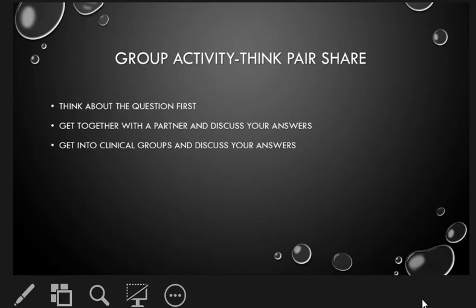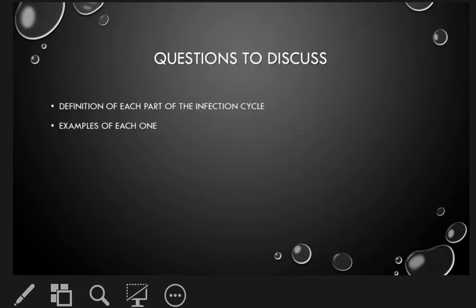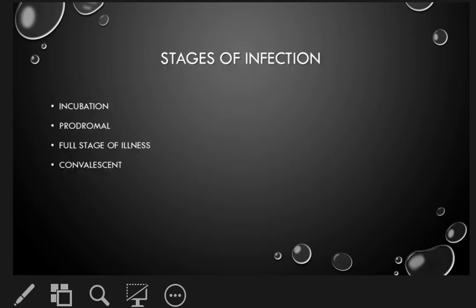Okay, so we were going to do a group activity here, but we don't have class today. So you can go ahead and do this assignment on your own. What I want you to do is write down each part of the infection cycle and think of examples of each one. This will help you to answer test questions correctly. So be sure to be specific and be sure to put some time and thought into this. We can discuss it in lab this week if you wish.